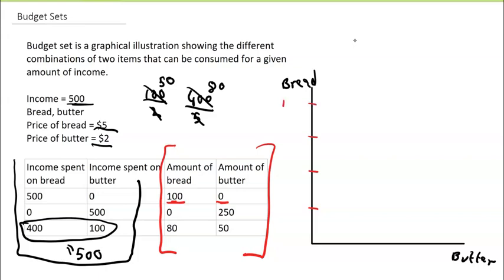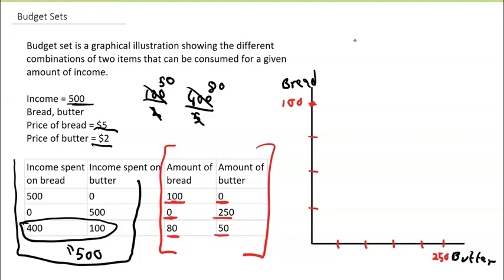So then one combination of goods that we could consume is 100 units of bread and no butter. Conversely, the other combination we can consume is 250 units of butter but no bread. And finally, we can also consume another combination here, 50 and 80.